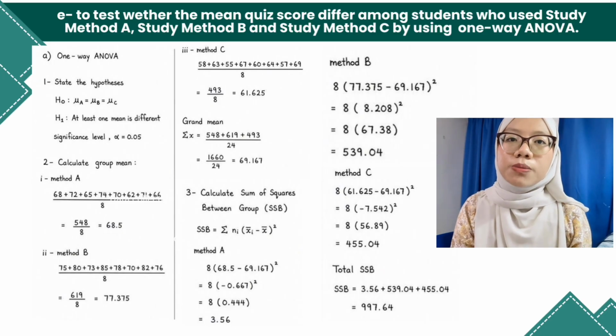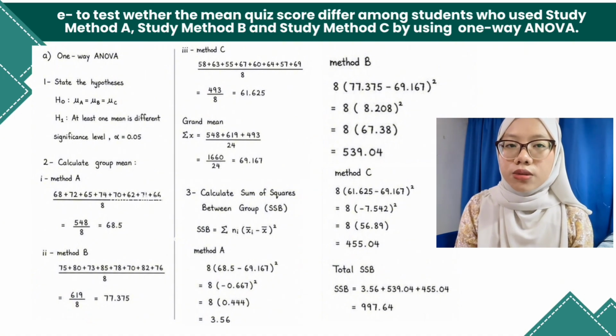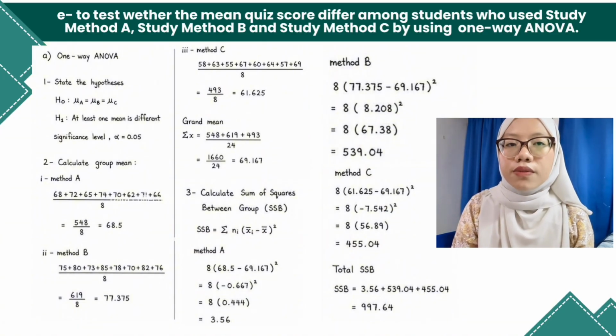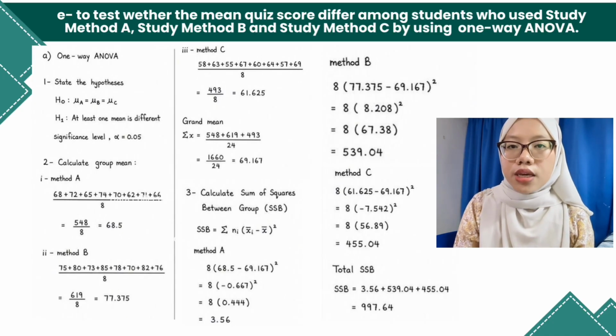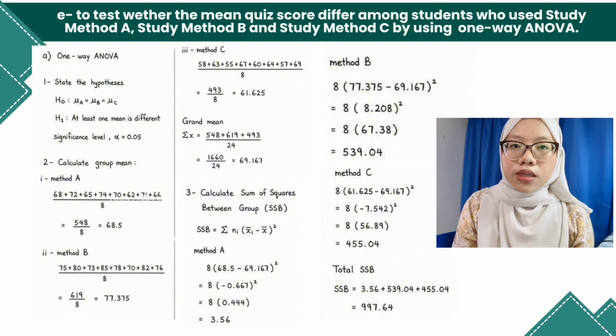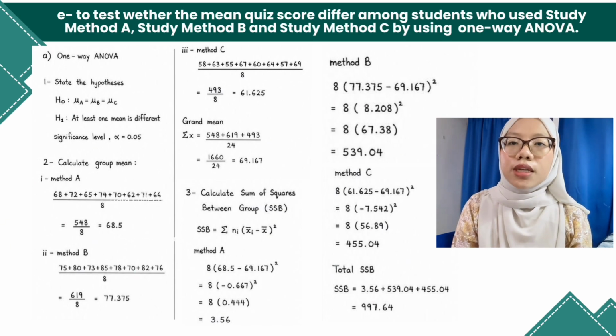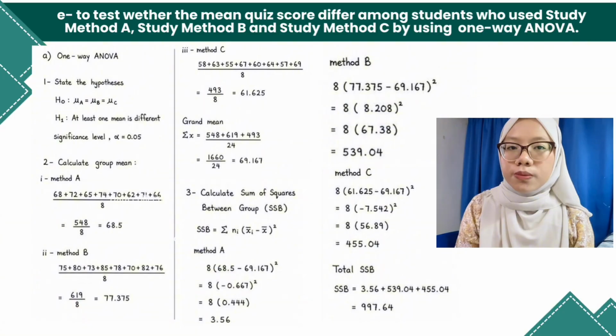Next, we calculate the group means. For method A, we add all its scores, which gives 548, and then we divide by n, which is equal to 8. So the mean is 68.5. For method B, the total is 619, and we divide by 8, so the mean is 77.375. For method C, the total is 493, divided by 8, so the mean is 61.625. Therefore, the grand mean, which is the overall average of all groups, is 69.167.